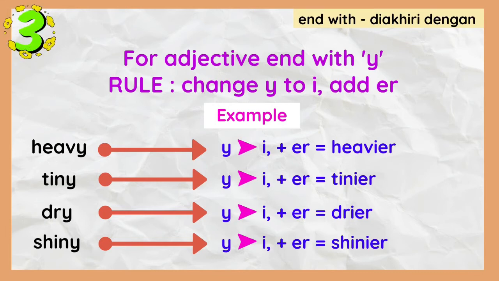The third rule is, for adjective ending with y, we change y to i, we add er. Kita tukar y kepada i dan tambah er. For example, heavy, heavier. Tiny, tinier. Dry, drier. Shiny, shinier.